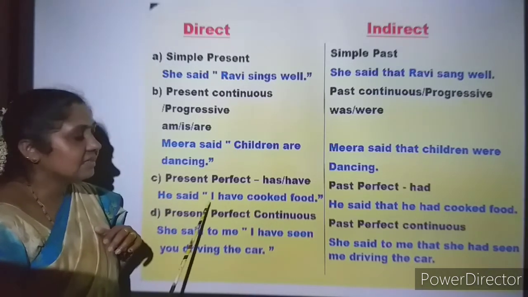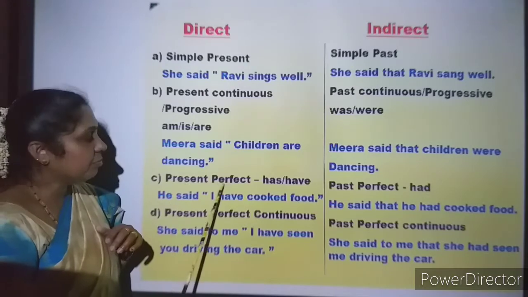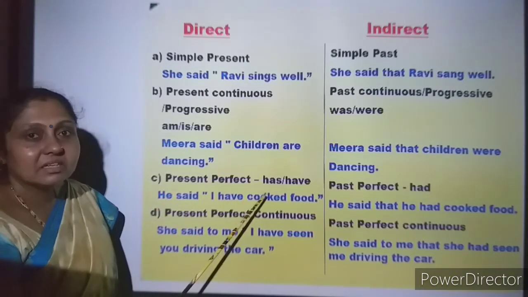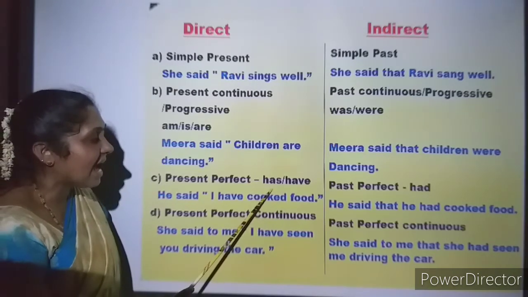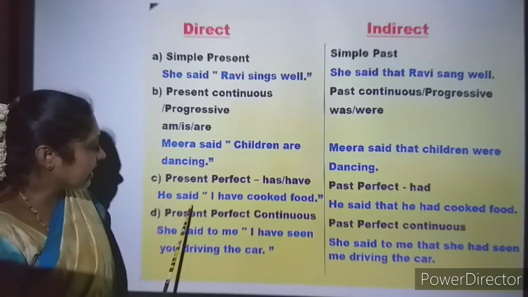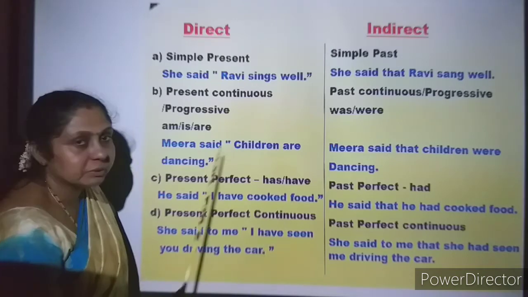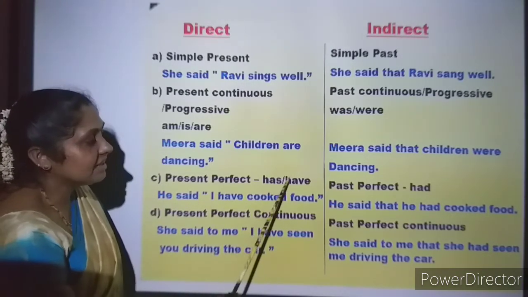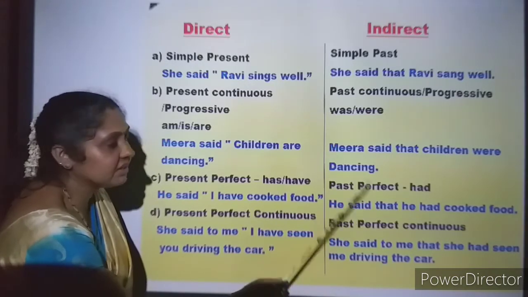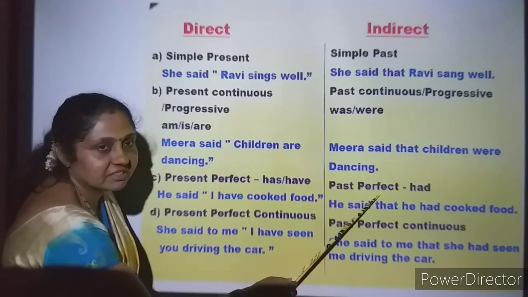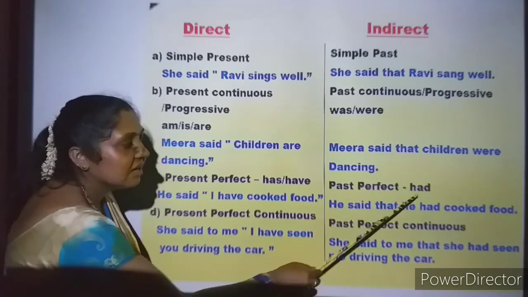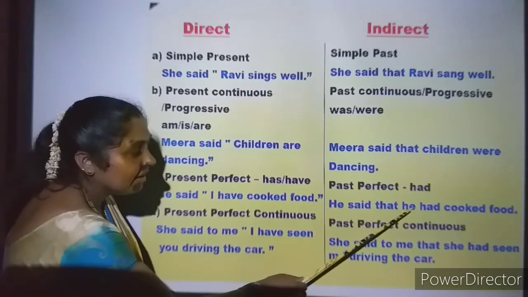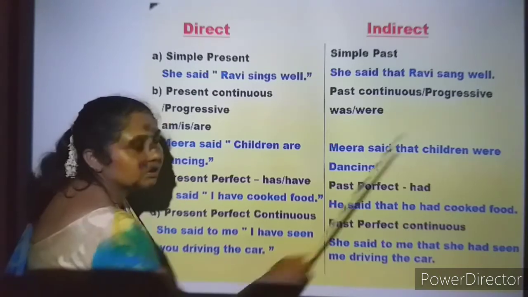Here the tense of the sentence is present perfect. So when you use present perfect, you will have the have forms, that is has and have. He said, I have cooked food. What is the tense when it is changed to indirect speech? Past perfect. So for the past perfect, had is used. He said that he had cooked food.